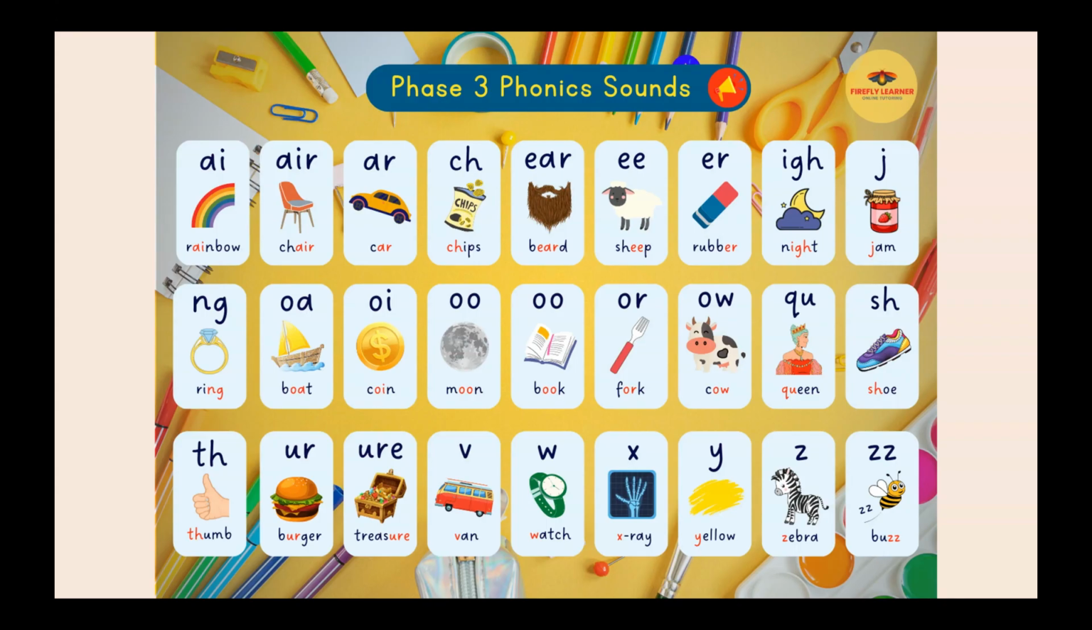So here we have a sound mat showing the phase 3 phonics digraphs and trigraphs. You'll notice also there's some of the more difficult graphemes in here as well, more difficult letters.